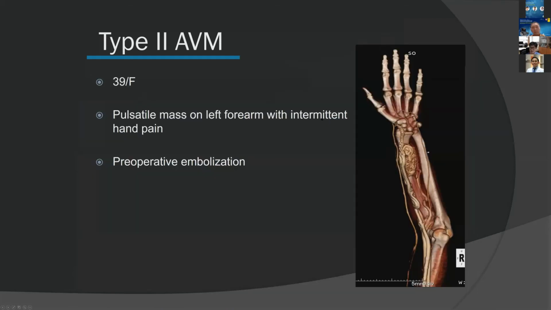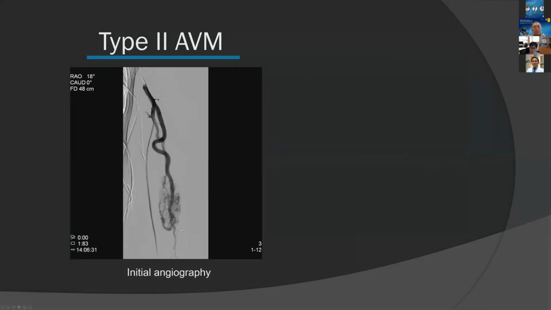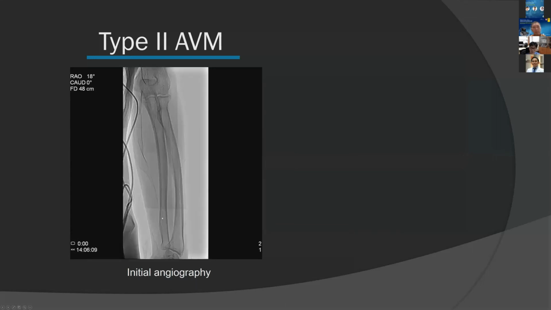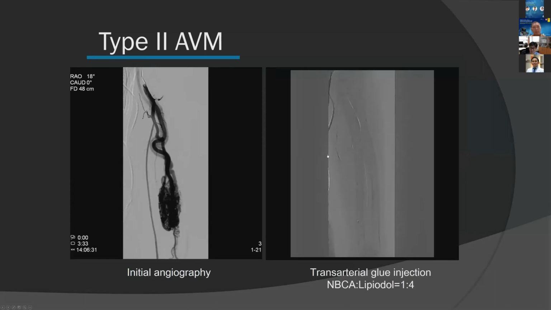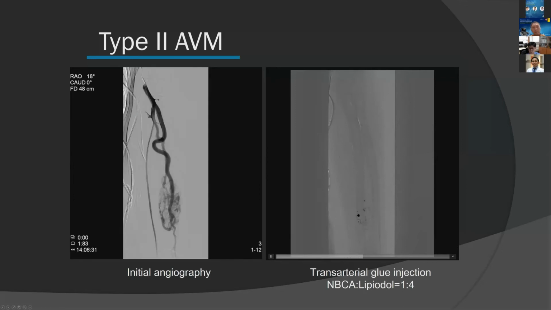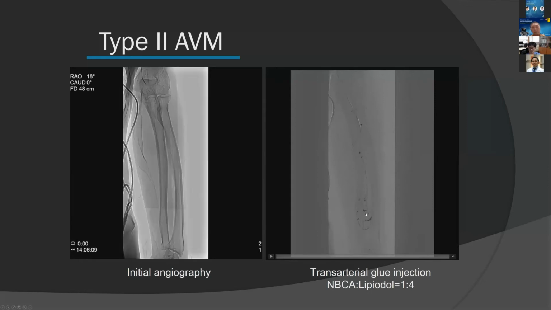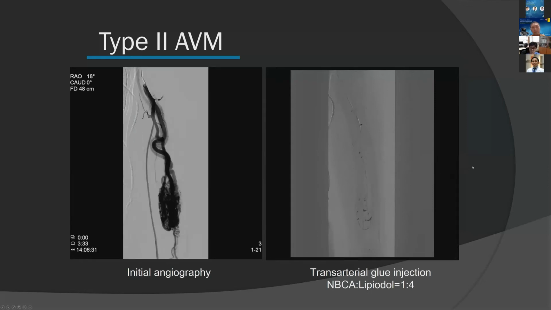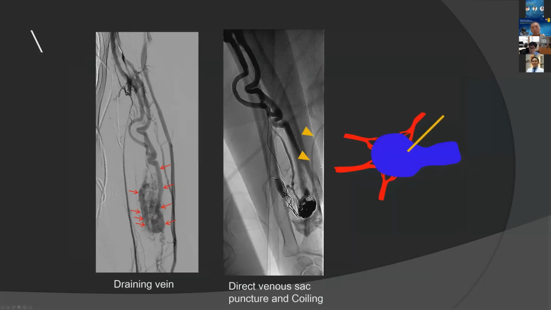This is another example of the type 2 AVM. The patient's lesion is loculated, and so preoperative embolization was requested, and I performed embolization. This is the initial angiography. The loculated AVM is here, and at first I used transarterial glue injection, but most of the glue particles went to the vein side and even to the lung. So I stopped the injection and changed my plan to another option.